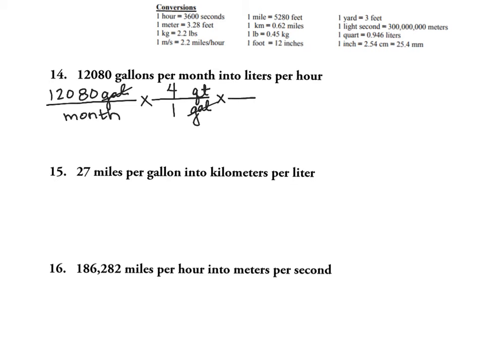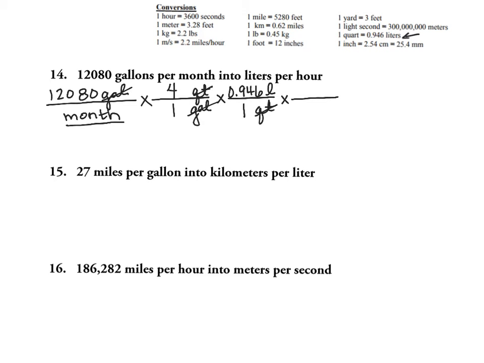So the next conversion, and there's no way to avoid the decimal, guys. Quarts are going to have to go on the bottom. And if I look, I see that 1 quart is the same as 0.946 liters. So I'll fill that in, and now my quarts cancel out. So now I'm in liters per month, but they wanted liters per hour. So now I have to work on converting that bottom unit. The months have to be converted to hours.